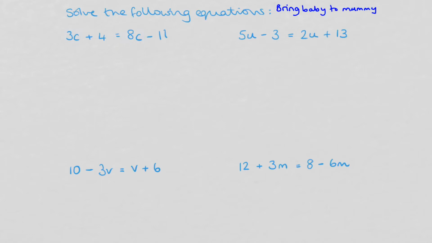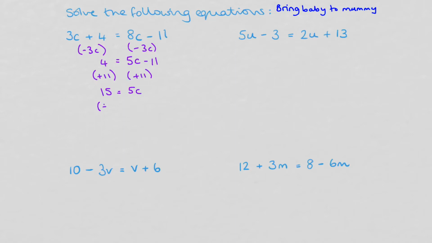So the 3c is positive at the moment, so we're going to subtract 3c from both sides. And when we do that, they disappear from the left-hand side, leaving us just with 4. And then on the right-hand side, you've got 8c minus 3c, so that's 5c, take away 11. Okay, looking a bit more straightforward now, so we'll add 11 to both sides to give us 15 equals 5c.